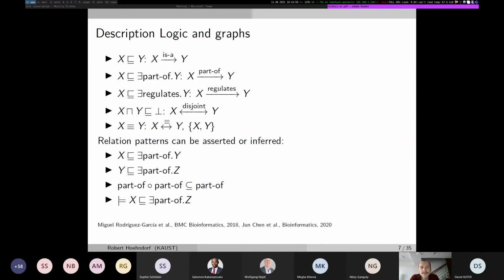Same for regulates, and then there are some which are a bit more challenging. So x and y are disjoint. If x and y are disjoint, we need some thought of how best to represent this in a graph-based form. Same for equivalence. There are different alternatives. So x is equivalent to y, so two classes are equivalent, and maybe there's an edge between them with a particular label, or we just create a supernode where we merge x and y.